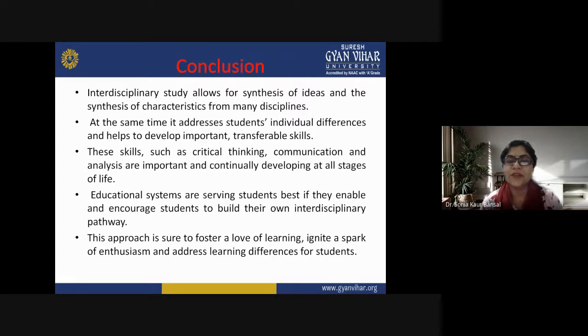So whatever skills are being developed in one particular discipline, when you are integrating it with your own, then these skills are definitely being transferred. And as I told you, with the course of time, your other studied material will become part of your own discipline. So three important skills, critical thinking, communication and analysis, are very important and continually developing at all stages of life.